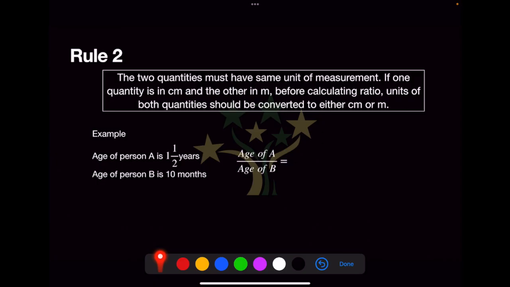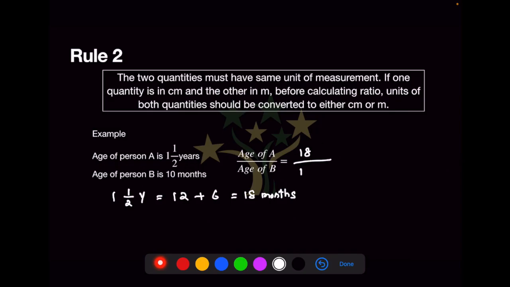So you have to either convert years to months or months to years. So for age of A divided by age of B, let's convert years to months. So 1 year is 12 months and half year is 6 months. So this gives us 18 months. Now let's substitute it here. Age of A is 18 months divided by age of B is 10 months. So this is 9 by 5. So the ratio is 9:5.